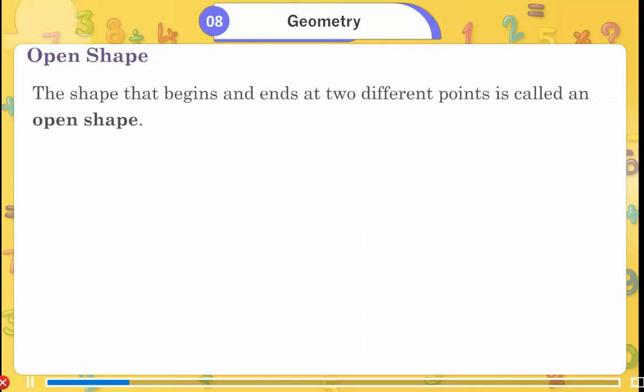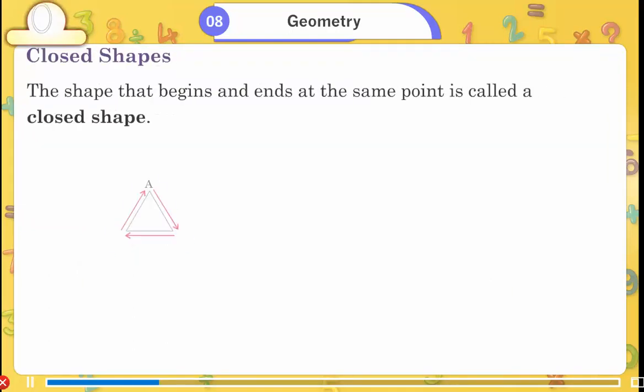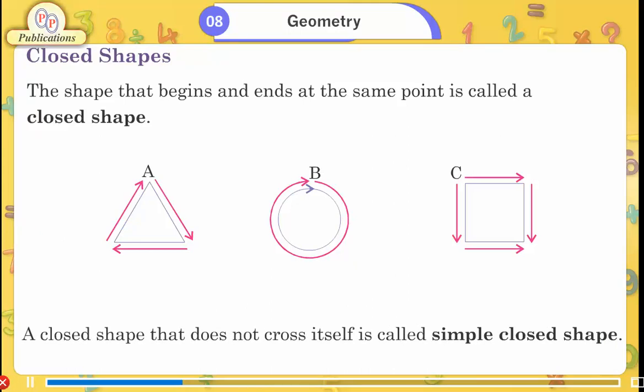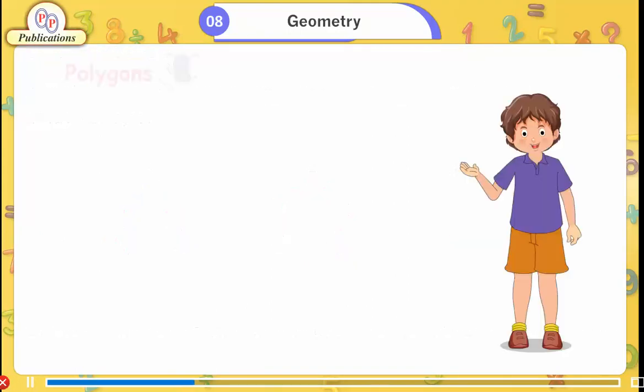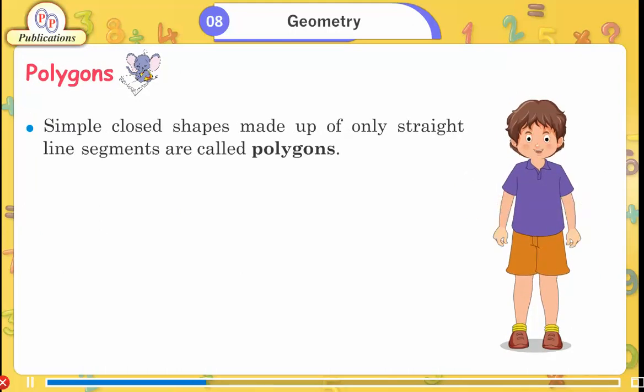Open shape. The shape that begins and ends at two different points is called an open shape. AB, PQ, XY. Closed shapes. The shape that begins and ends at the same point is called a closed shape. A, B, C. A closed shape that does not cross itself is called a simple closed shape. Polygons. Simple closed shapes made up of only straight line segments are called polygons.